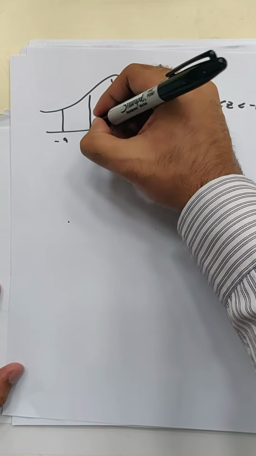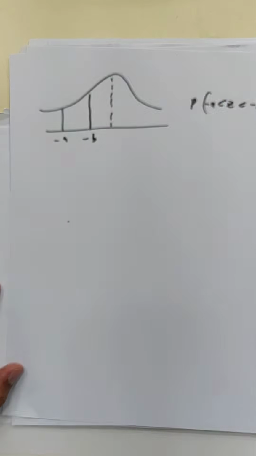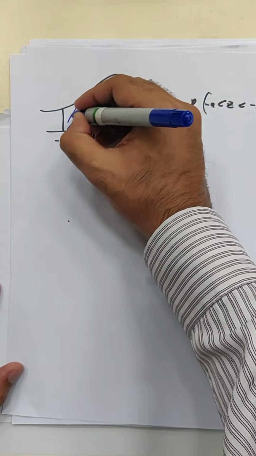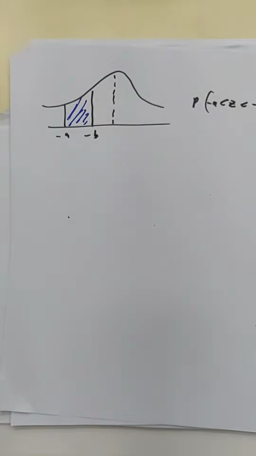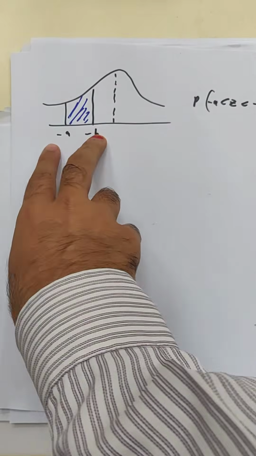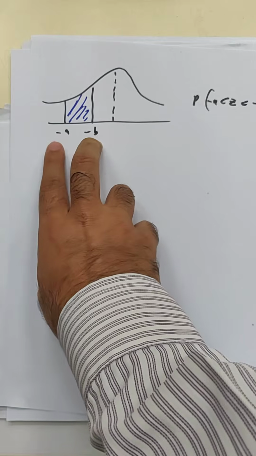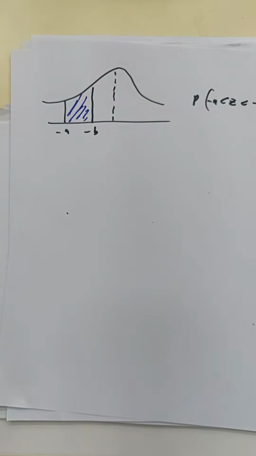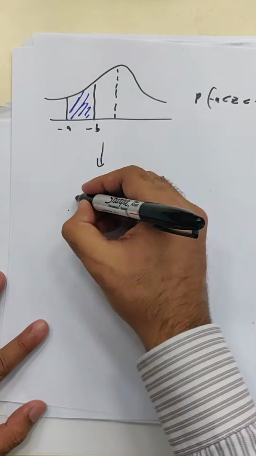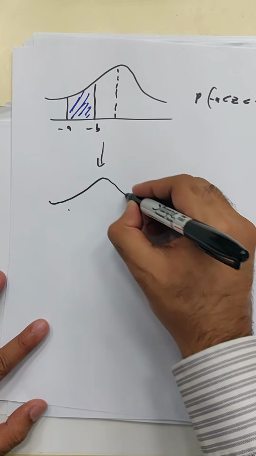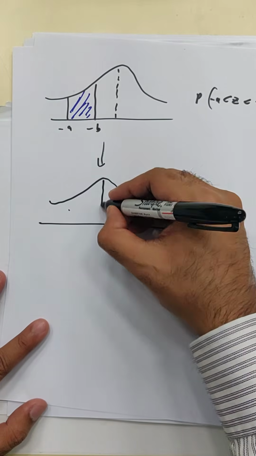Negative A, negative B. So I want to calculate this area. Okay, there are many ways on how to calculate this one. Since both of them are in negative, right? Both of them in negative, I propose that we flip them up before we calculate further down.